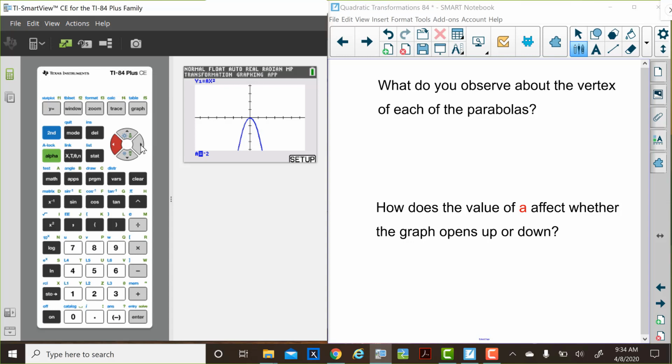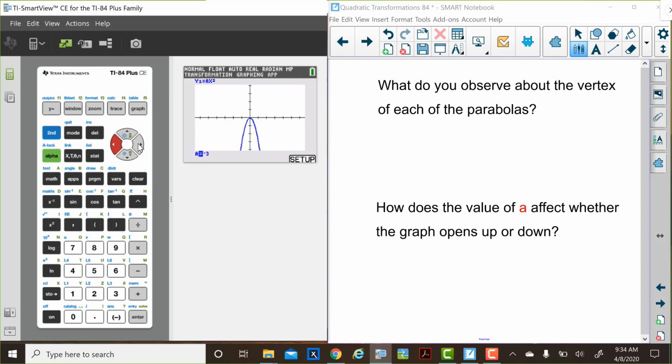As you probably noted, when the a values were changed, the vertex of the parabola was still at 0, 0. Sometimes this is the lowest point on the graph and sometimes the highest point, but the vertex remains at 0, 0. If you substitute 0 for x and square it, multiplying by any number, of course, results in an output of 0. But the value of a did affect whether the graph opened up or down. Hopefully you noted that when a is positive, the graph opens up. When a is negative, the graph opens down.